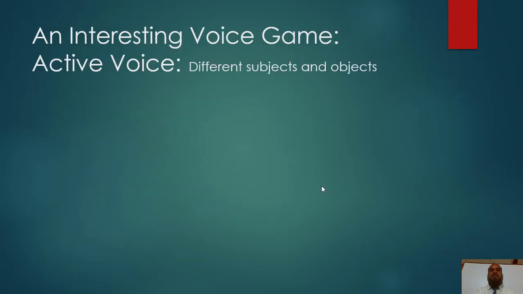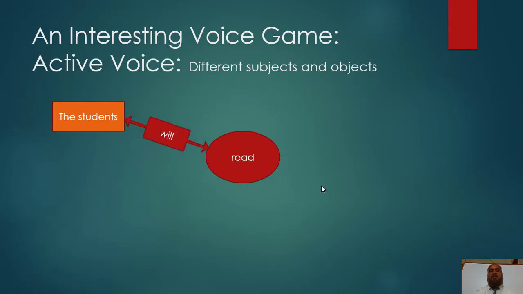Now there is an interesting voice game for you. At first it is about active voice, different subjects and objects. We have the verb read. It is a transitive verb. We'll make sentences with different subjects and objects. The subject of the given sentence is these students, they will read. Now we can think of the object. Its object may be a new lesson. The students will read a new lesson.